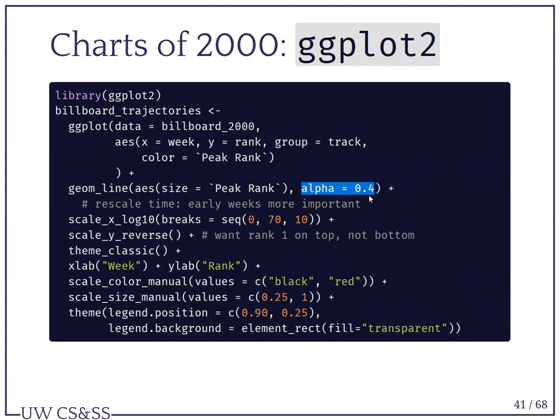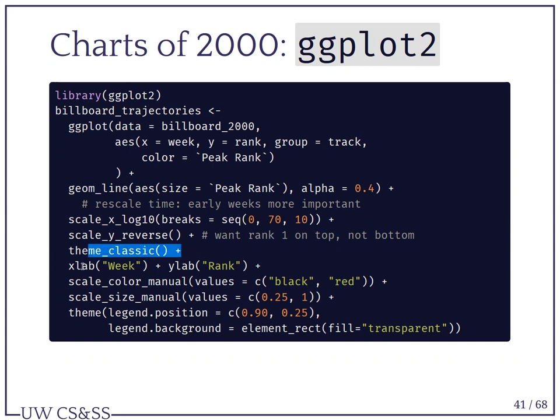And then we're going to rescale the time so that early weeks are more important. Things at the beginning of the year kind of set the vibe for the year. So we're going to say scale x, and we're going to take the log of our weeks and set the breaks from 0 to 70 in increments of 10. And then we're going to take our y-axis and reverse it. So rank #1 is at the top and not the bottom, because typically on plots, things like #1 are at the bottom.